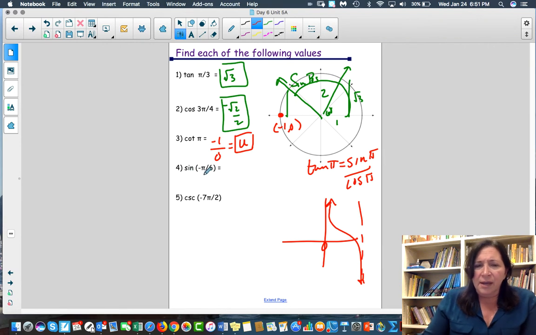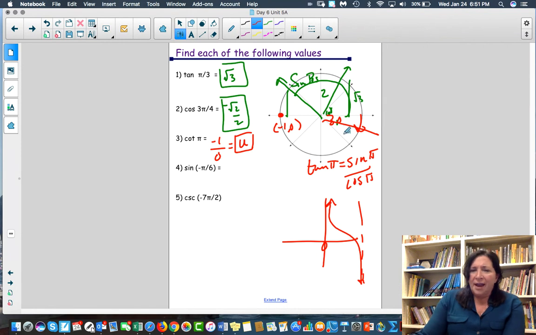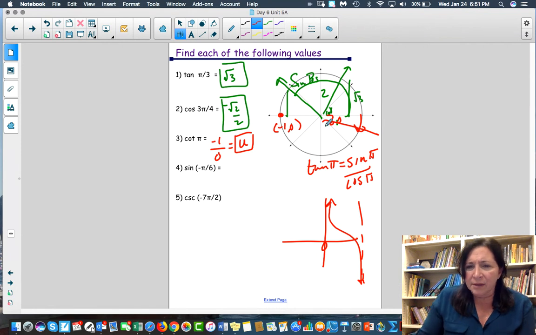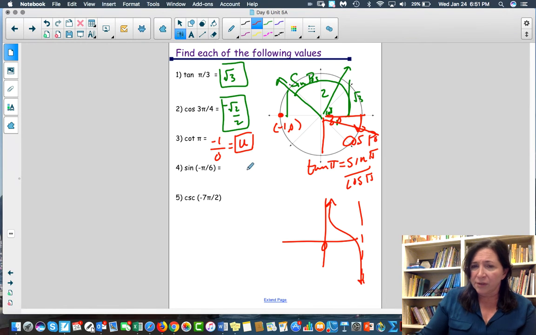Okay, so sine of -pi over 6. So 6 goes into 180, 30 degrees. So I'm dropping down 30 degrees. Sine of 30 degrees in any quadrant is a half. But the positive and negative will be dependent on what quadrant I'm in. I'm in quadrant 4, so therefore, all students take calculus, only cosine is positive. So that means sine is negative.